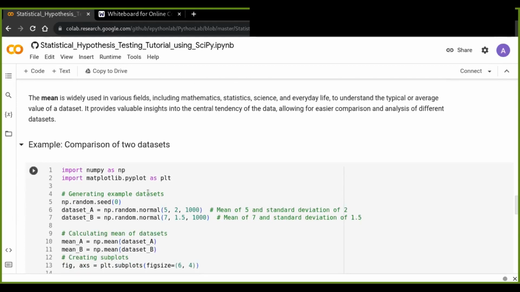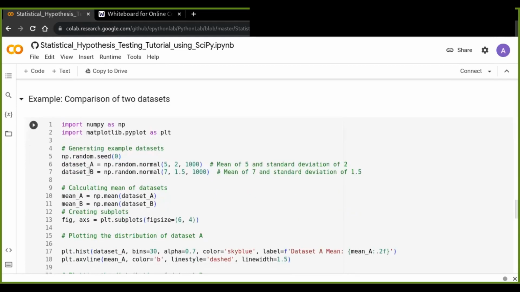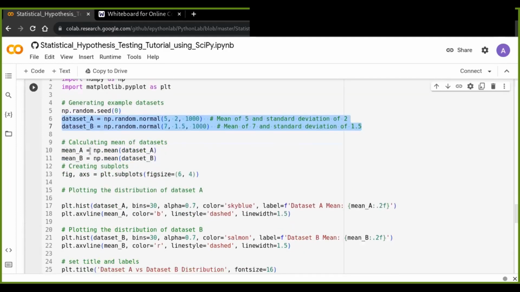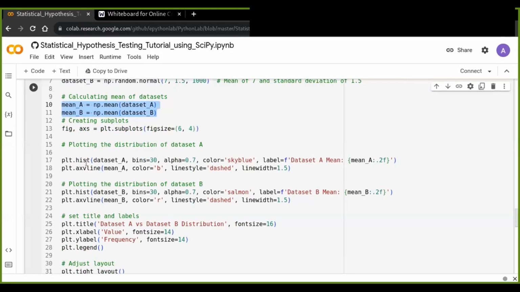Okay, here is the comparison of two data sets. Let's assume we have two data sets, A and B, and here are the randomly generated data sets. I'm going to calculate the means of each data set using the numpy.mean function. Then I'm going to plot the histogram. A histogram is one of the most powerful visualization tools used to understand the distributions of our data set, especially the means of our data set. So first I plot the histogram of data set A.